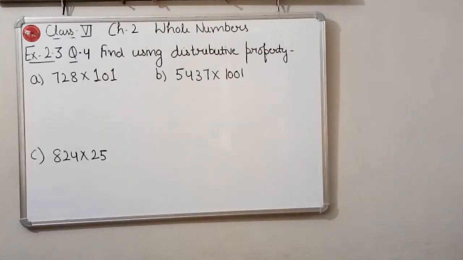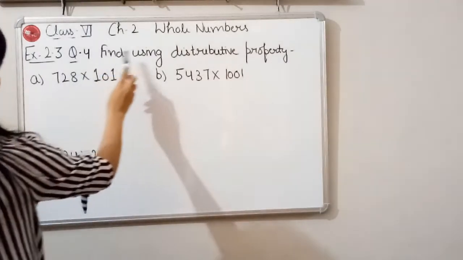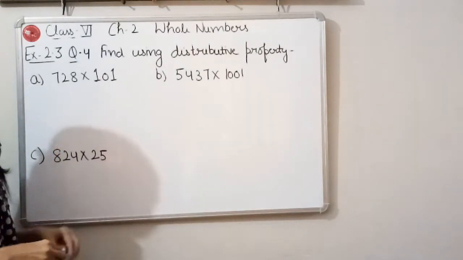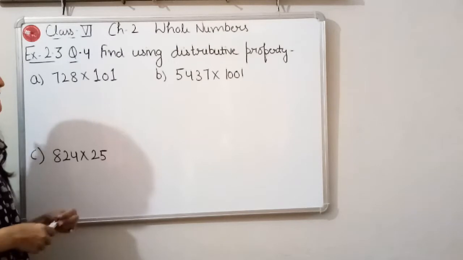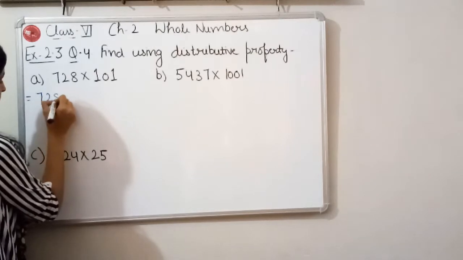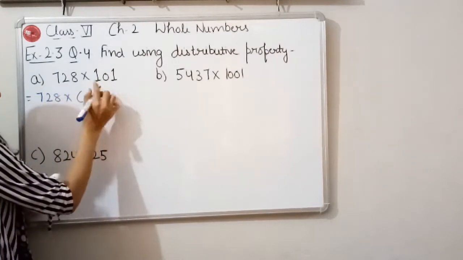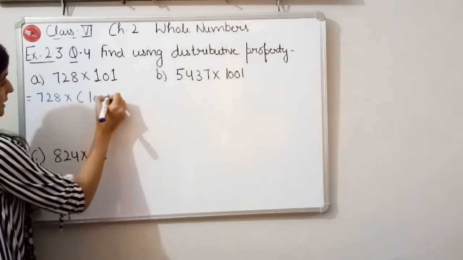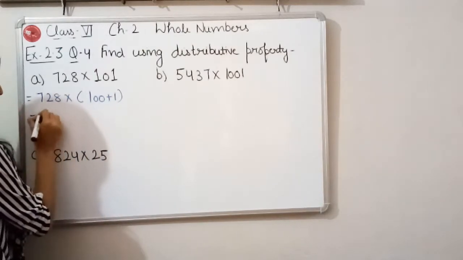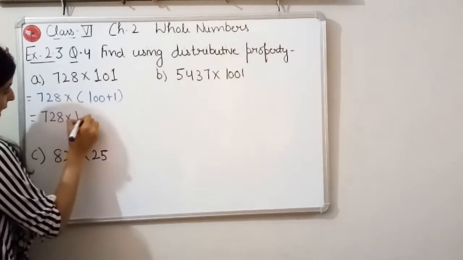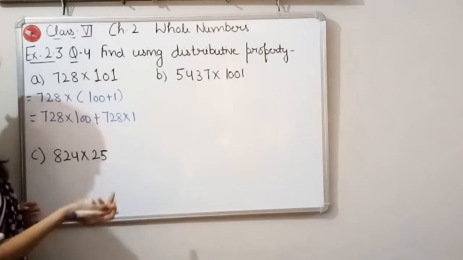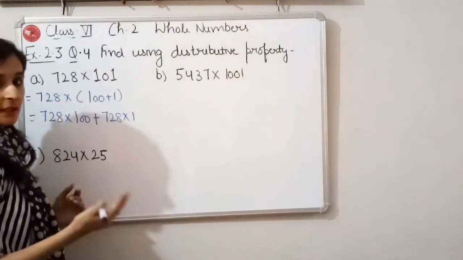Now the next question, question number 4, is find using distributive property. Here we have been given the questions and we have to solve them using distributive property. Distributive property means we have to distribute the numbers. So how can we solve it? 728 multiplied by 101. We can write 101 as 100 plus 1. So A multiplied by B plus C is equal to A multiplied by B plus A multiplied by C. This is our distributive property. We have done this kind of question earlier also.